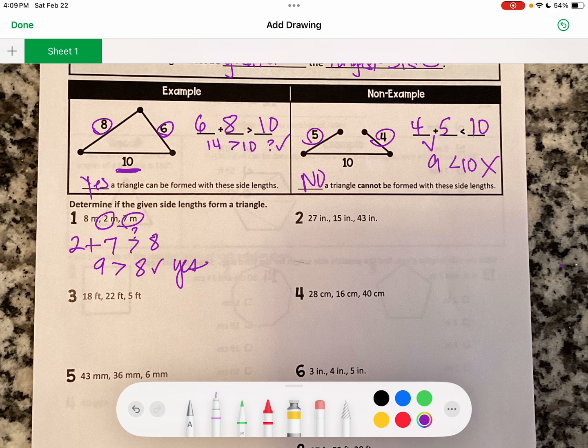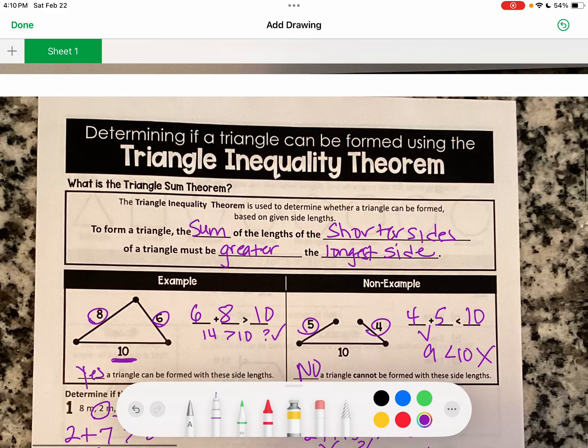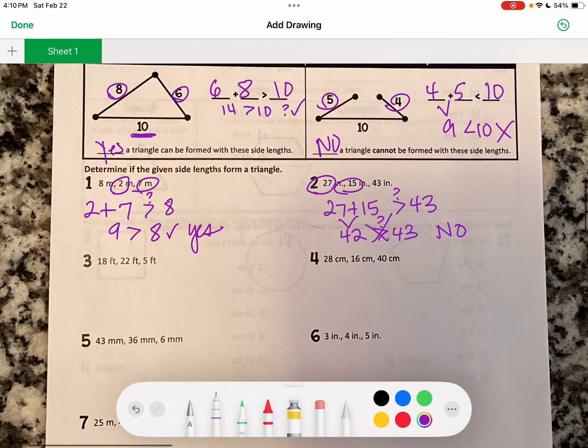And so you can see that you're kind of testing this theory as you go through to prove, could a triangle be formed based on the sides? We're going to do one more example, and so I come over here, I'm finding my shorter sides, 27 and 15. We're going to add those together. We're going to hope that it is greater than 43 in order to make it a triangle. But when I add 27 plus 15, I get 42. And so is 42 greater than 43? No, it is not. So no, this could not form a triangle. And that is basically your triangle inequality theorem. Again, I told you it wasn't going to be extremely difficult.